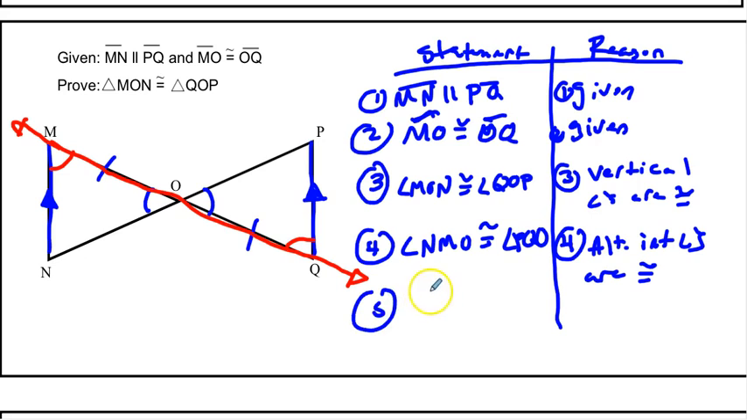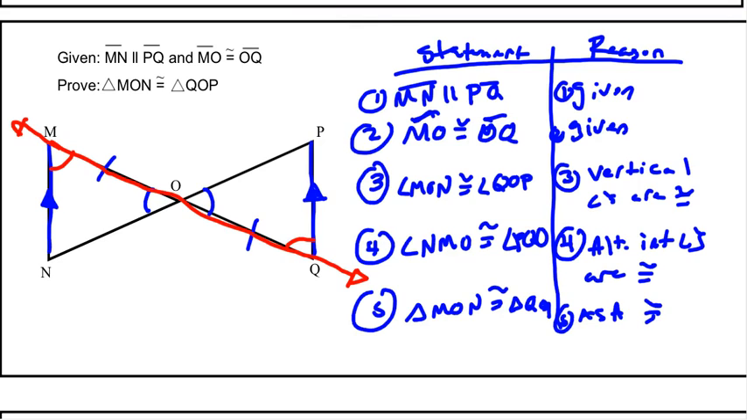Beautiful. And 5, now that we've discussed everything that we wrote, we can just say simply triangle MON is congruent to triangle QOP because of angle side angle congruence. Just like that, like we did back in the day.